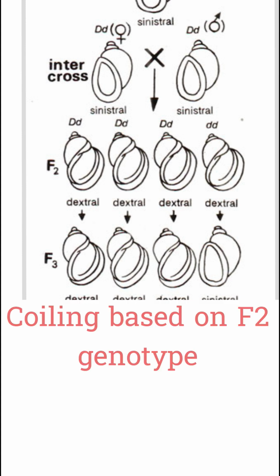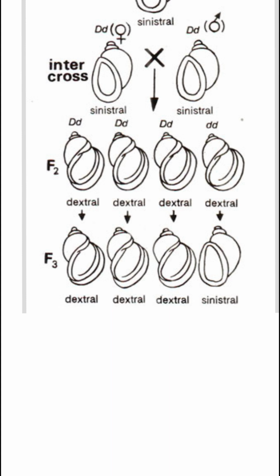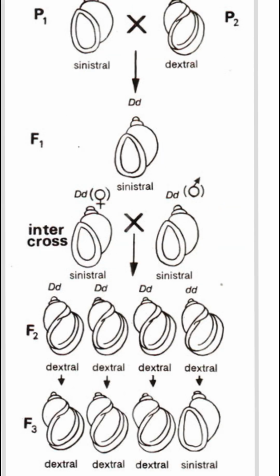So F3 generation coiling is now based on the F2 genotype. Now the offspring of dd F2 sinistral and the others, DD and Dd dextral, is shown. So F3 will show a 3:1 ratio, 3 dextral and 1 sinistral.